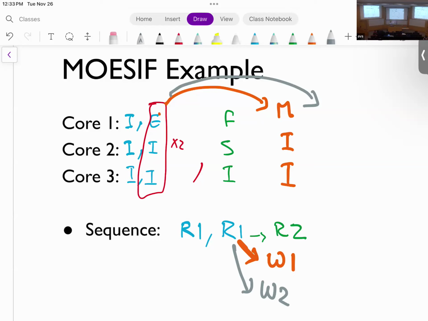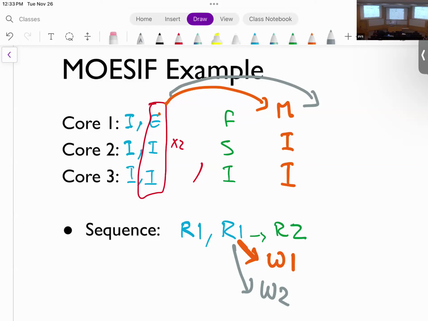IMI. Is anyone wondering why IMI? Do I need to write back and do this, or can I just do from E? Do I need to write back? No, so no write back is needed, right? Make sense? Okay, so let's continue from this.